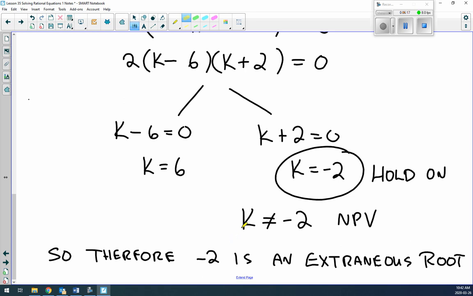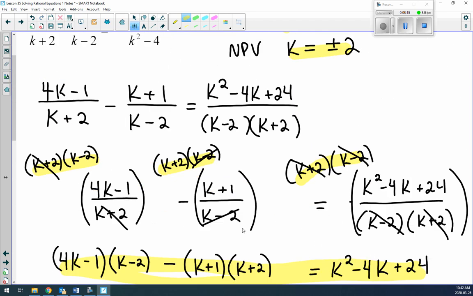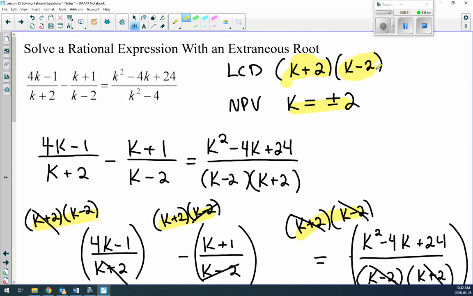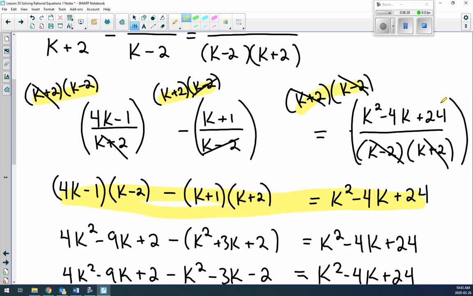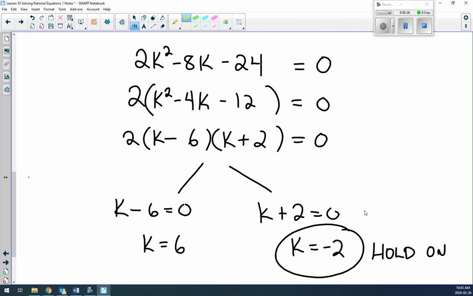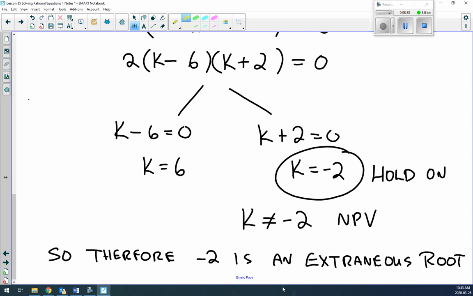Okay, so key things here. Make sure you get your LCD correct, right? Always double check that. Slow down, go back and make sure that that's correct before you do any of the work. You're going to multiply everything by the LCD, and hopefully, if you've done it correctly, your next line is just one single line by itself. All the denominators have disappeared. And then just work through like you normally would to solve for it. And be careful of extraneous roots. Okay, so that was lesson 35.